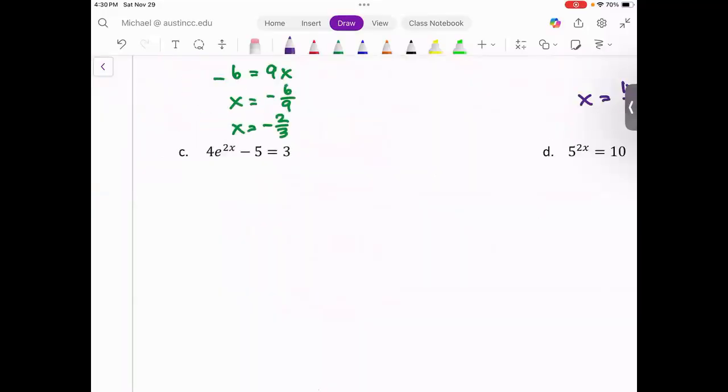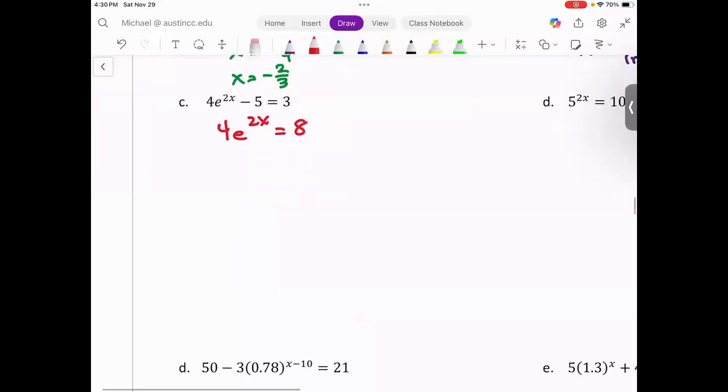Now, we've got 4 e to the 2x minus 5 equals 3. So again, let's get that e to the 2x all by itself. So we'll start by adding 5 to either side. So we'll have 4e to the 2x equals 8. Now if we divide each side by 4, we'll get e to the 2x equals 2.